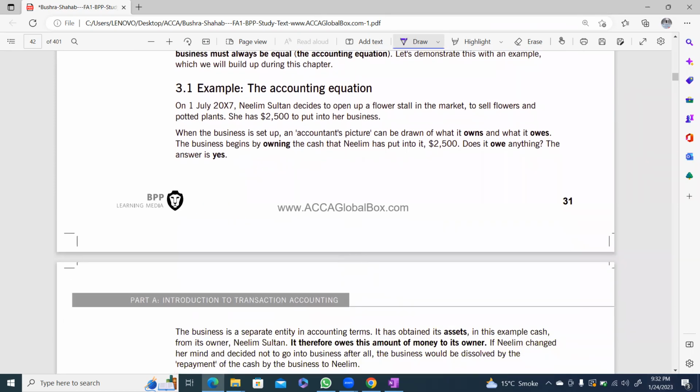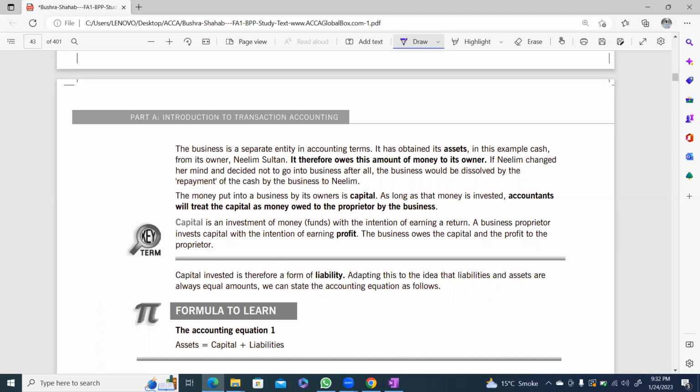On 1st July, Neelam Sultan decides to open up a flower stall in the market to sell flowers. She has $2,500 to put into her business. So she's investing 2,500. For her, this is her capital. Now, when you are investing into the business, what's your motive?